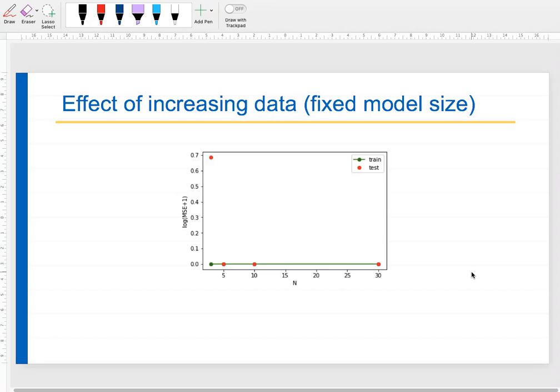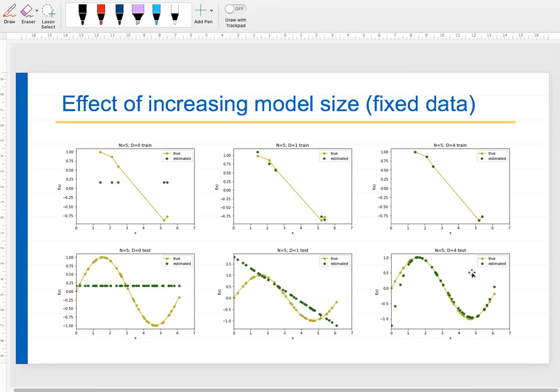So as I am increasing my data size, my model is able to learn better and better. Okay, let us now do the other way. Now I have fixed my training data. I have 5 samples only, but I am increasing my model size. Now, when my model is very small, d equal to 0 means only a single w0. I have only a single trainable parameter w0, which is a constant. So whatever value I find, it will just model the whole thing with that.